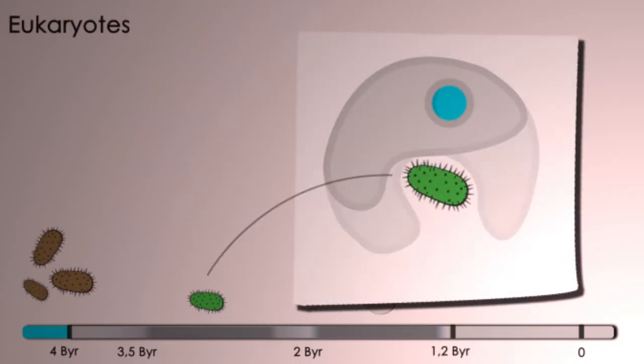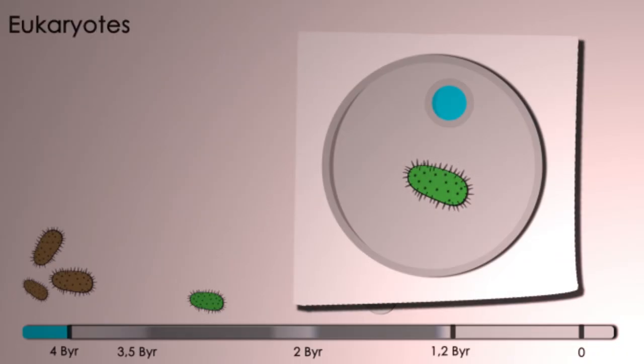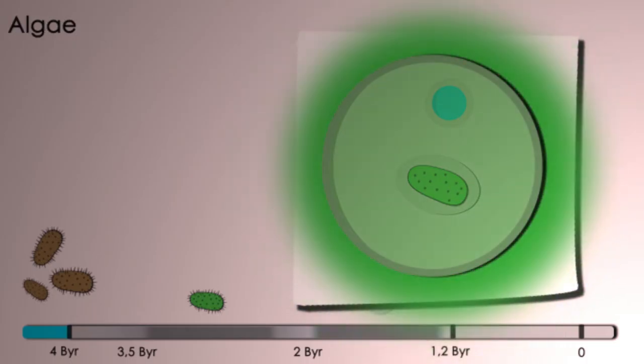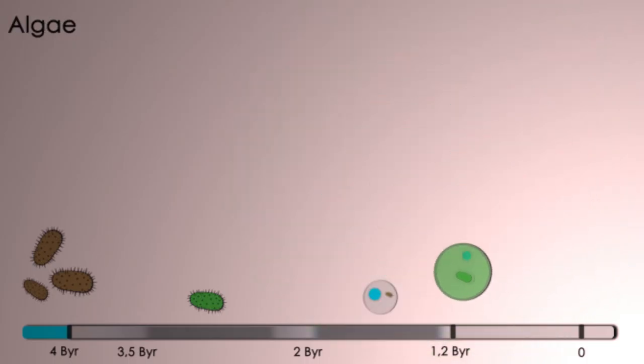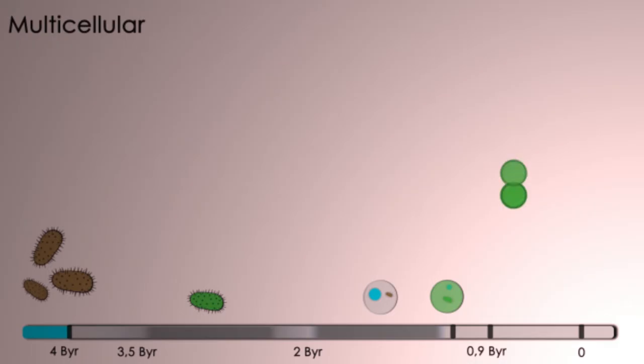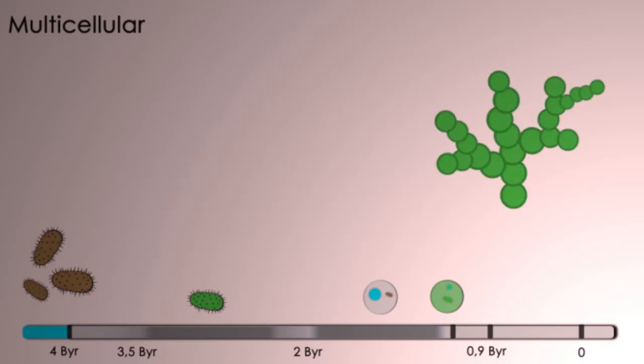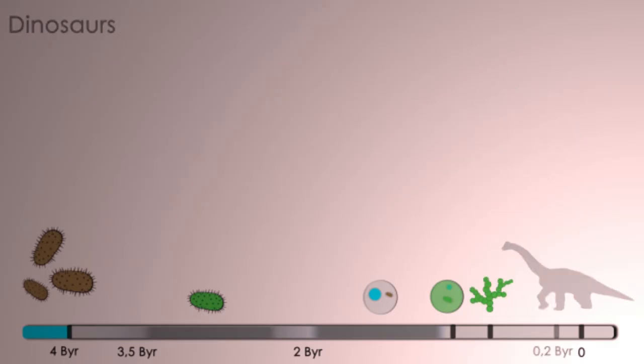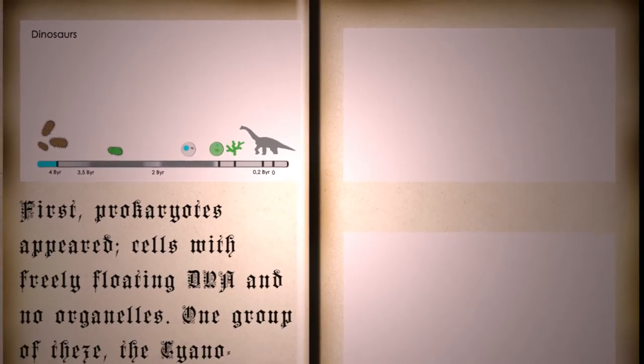1.2 billion years ago, this process happened again, with photosynthetic bacteria transforming into organelles that we call chloroplasts. The first algae were born. Soon individuals developed into larger bodies made of many cells. They are called seaweeds. This was long before the time of dinosaurs.